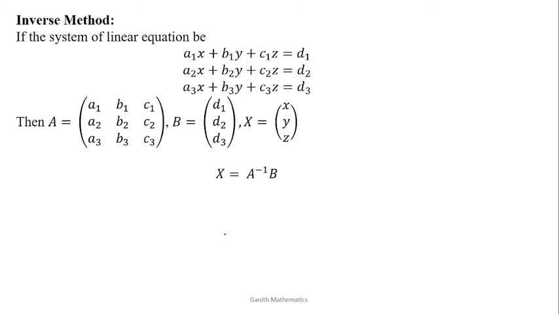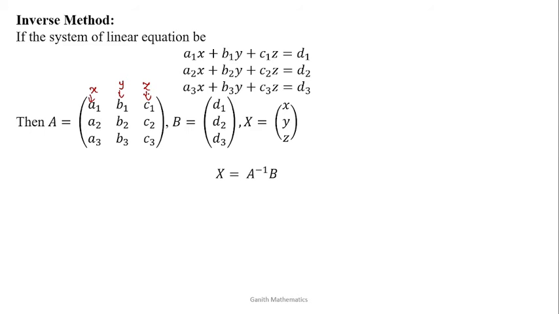Here it is the coefficient of x, the coefficient of y, and the coefficient of z. So you have to write the coefficient of x as the first column element, the coefficient of y as the second column element, and the coefficient of z as the third column element. And here we give a name to the constants, capital B, which is equal to d1, d2, d3. And the variables which we need to find are x, y, z.